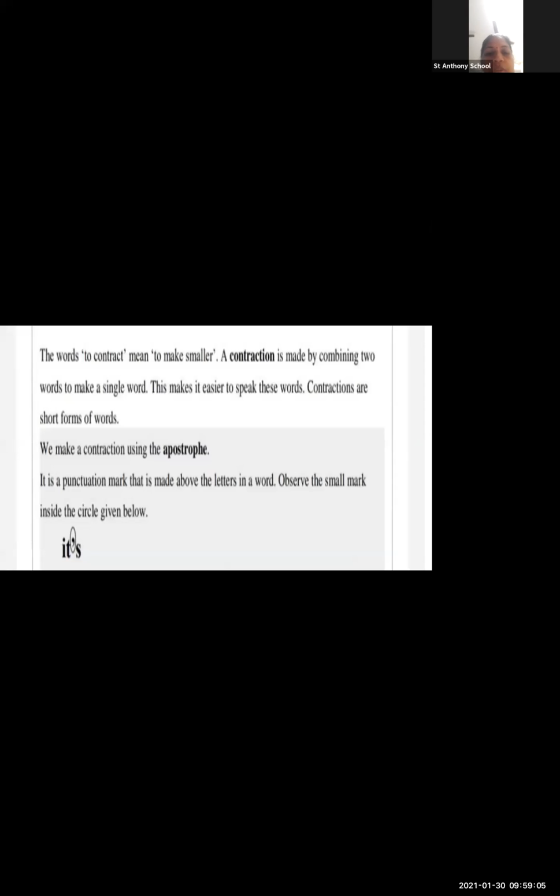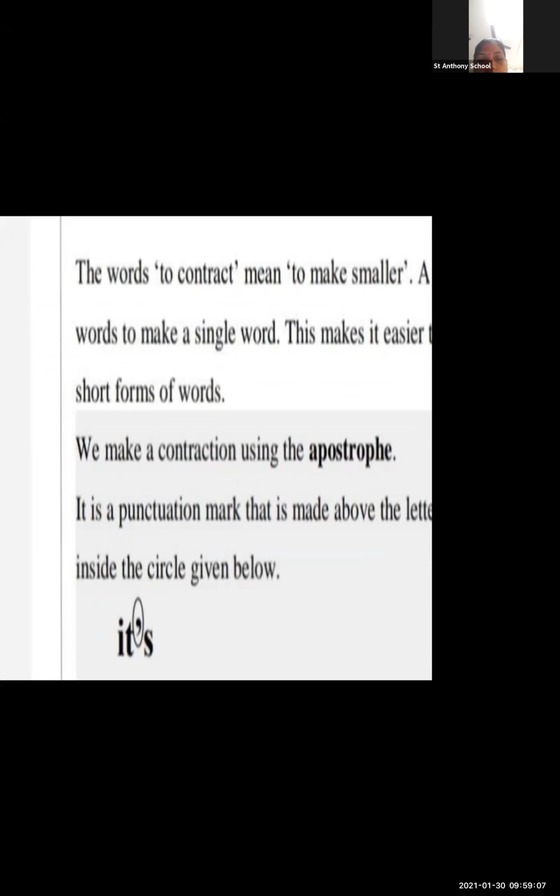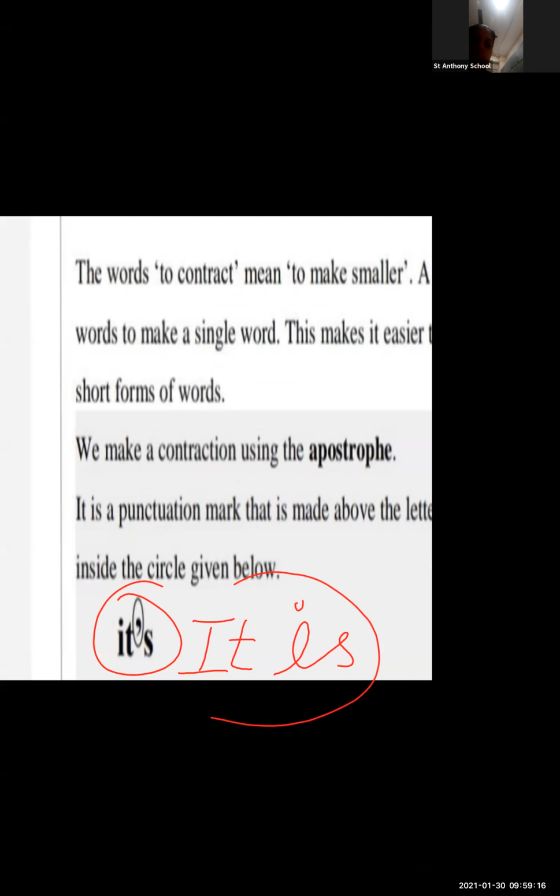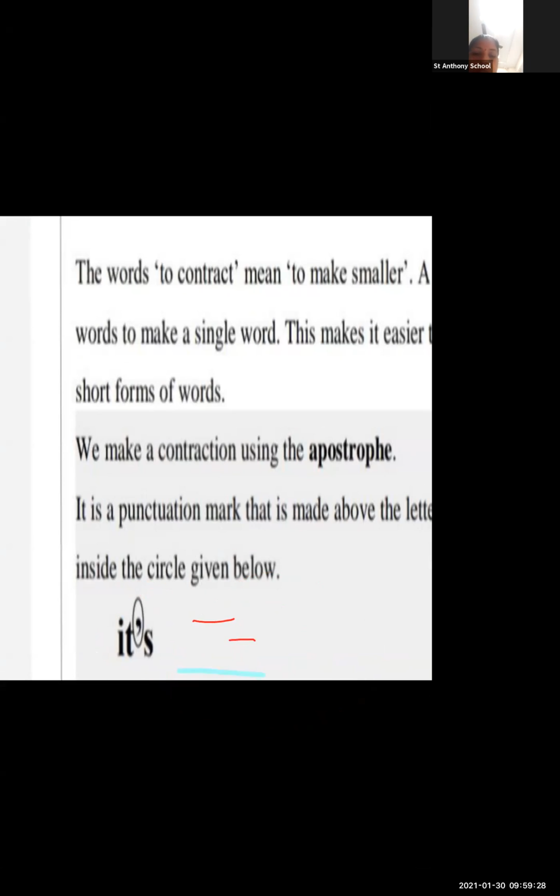What was that short form? This was the short form of it is. Which one? I am talking about this. What will be the full form of this? It is. This is the full form. But to make it shorter and easier, we made the contraction: it's. Okay. This is about the contraction to make the word smaller.